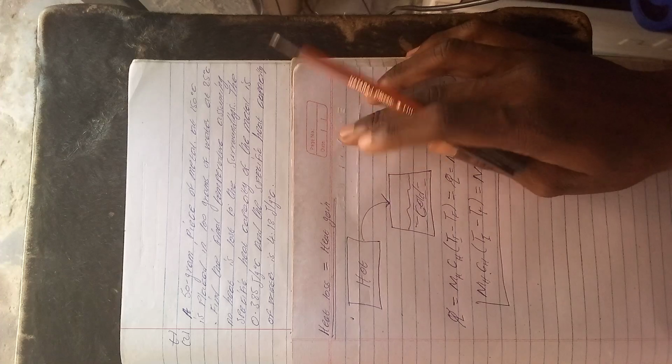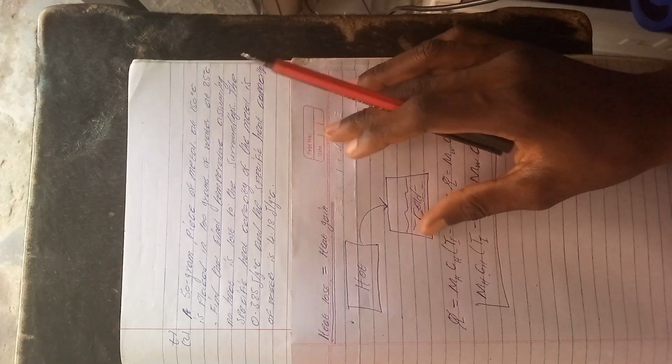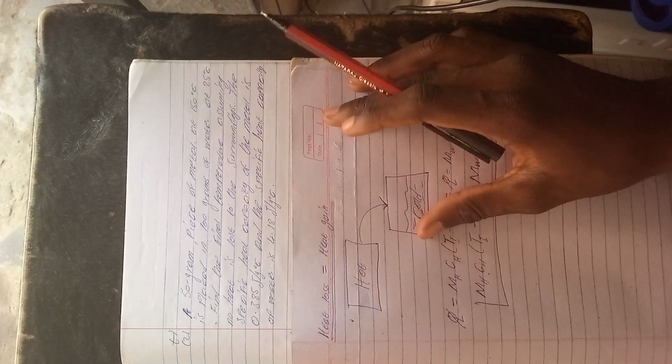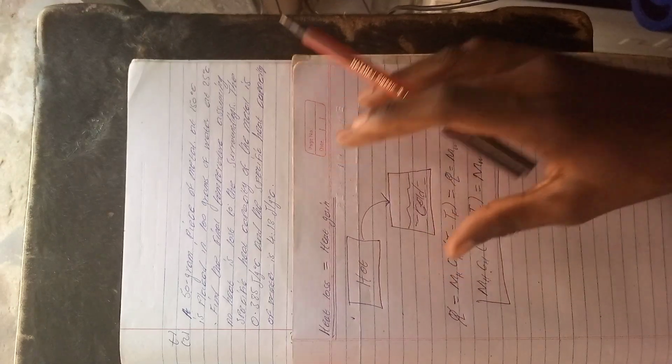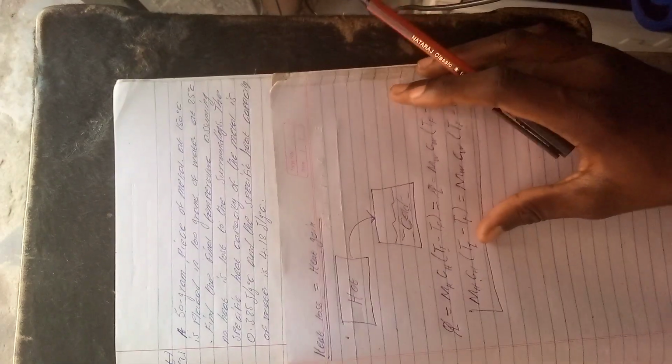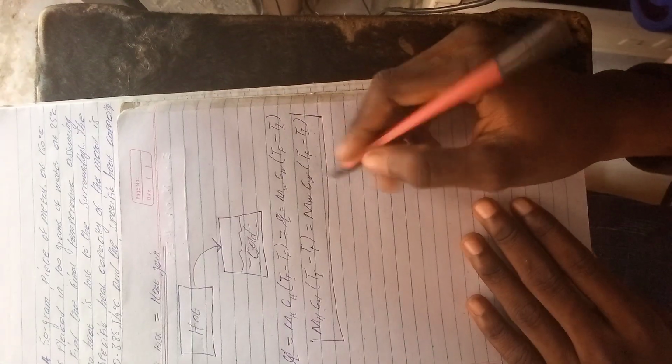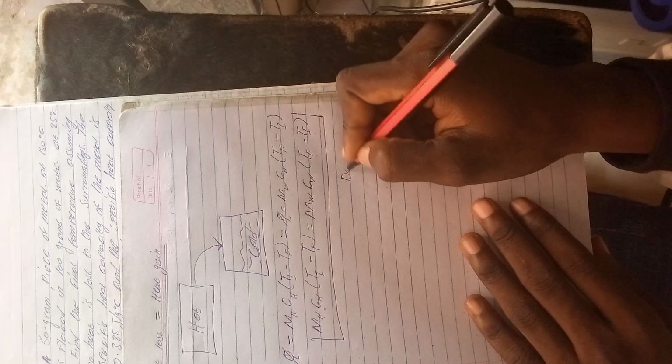Like I said, they can ask you to find one of those quantities. So in the exam, what you need to do is remember the formula and substitute. Firstly, you say data. Correct data. You need to have the data needed.